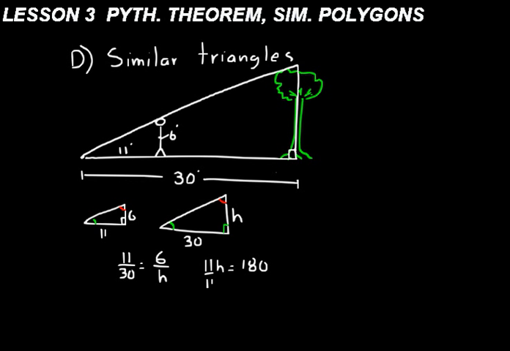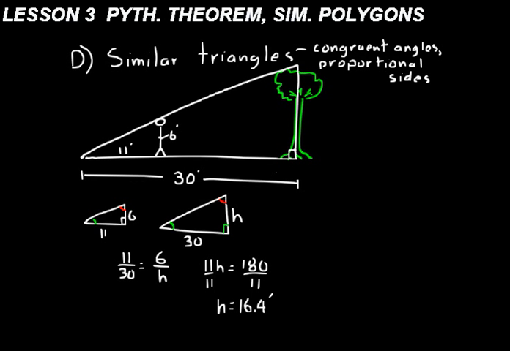Divide both sides by 11. H would equal about 16.4 feet. That's about how tall that tree is. We use that little single tick mark to represent units of feet, 16.4 feet. You might want to put that in your rule book about similar triangles.